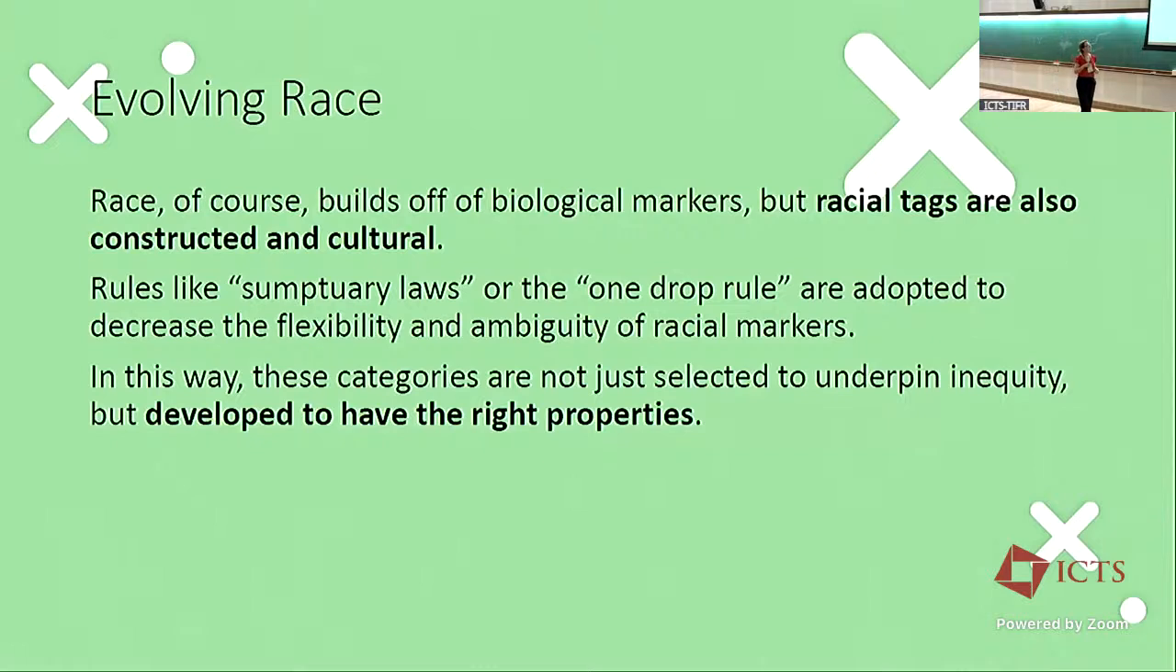So sumptuary laws were laws that specified how Black people could dress and wear their hair in the Americas. And the reason they were developed is that racially ambiguous people would sometimes try to use clothing, dress, hairstyle to increase their ambiguity, right? To perhaps be treated like a white person. And so these laws were passed saying you can't do that anymore. You have to wear particular styles of dress, particular hairstyles that increase the visibility of your race.